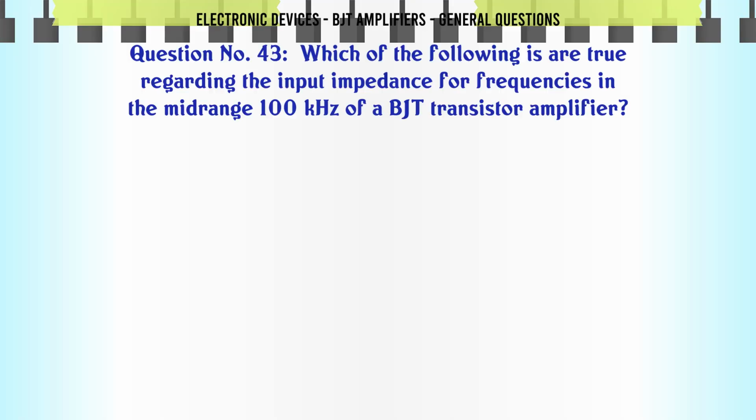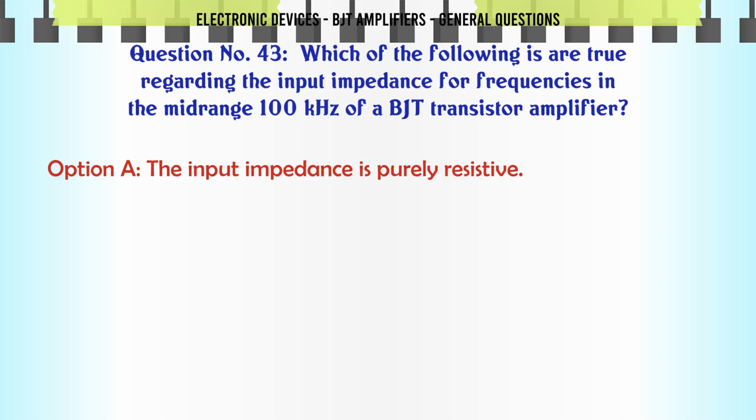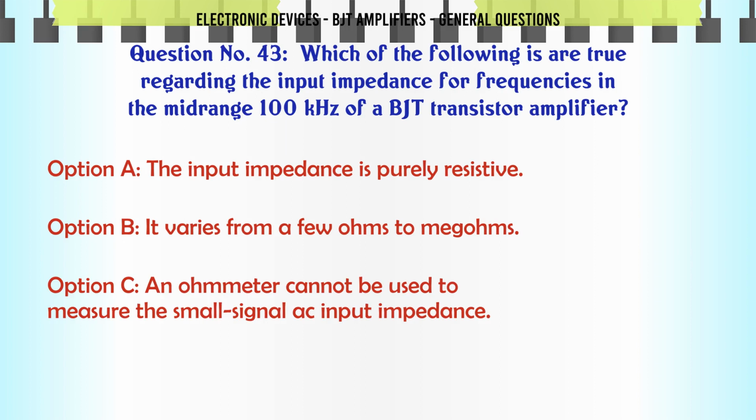Which of the following are true regarding the input impedance for frequencies in the midrange, 100 kHz, of a BJT transistor amplifier? A. The input impedance is purely resistive. B. It varies from a few ohms to megohms. C. An ohmmeter cannot be used to measure the small signal AC input impedance. D. All of the above.